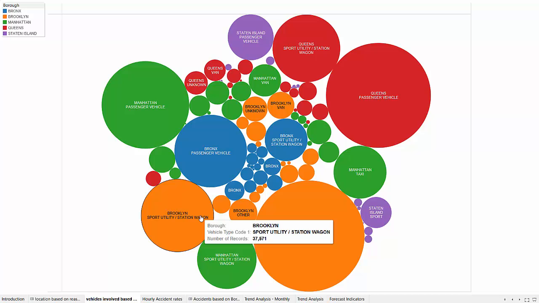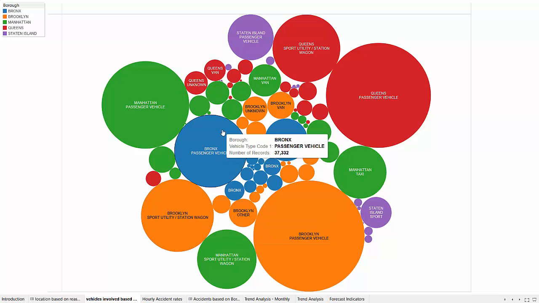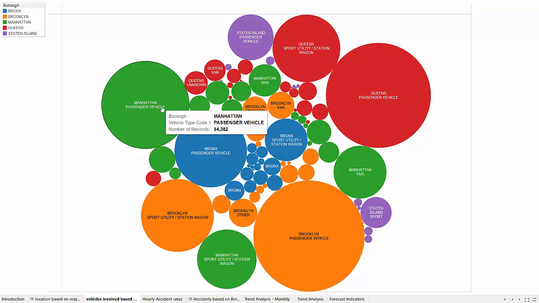From this Viz, a couple of vital insights could be useful for auto insurance companies, where they can quote a premium based on the vehicle type in these boroughs. For example, in Manhattan, owners of passenger utility vehicles could be charged a higher premium since these vehicle types are involved in the most number of accidents in that borough.